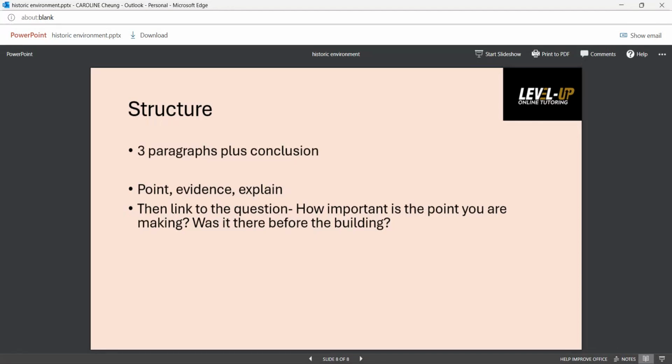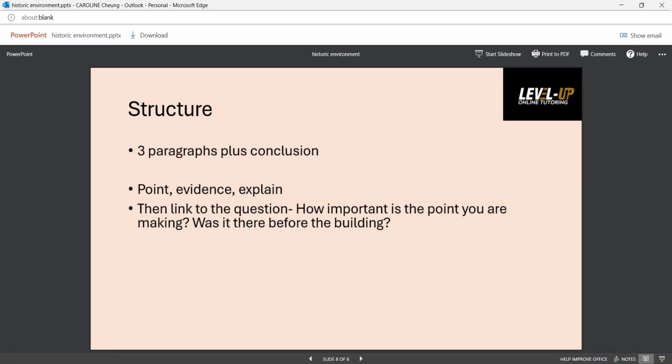So one trick to do this, if you're not sure, is think to yourself, was this point there before the building? So what I mean by that, if you're saying Durham Cathedral is built because it gets money for the church, was the church making money from the site of Durham before that building? And you could say, well, yeah, actually, there's a Saxon church on that site beforehand that would have brought in money. However, a much bigger cathedral would have brought in a lot more money. Hence, it's an important reason.